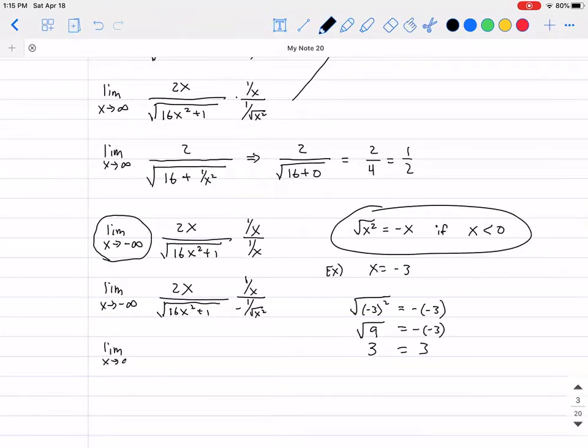So now when we apply everything in, you'll see that the algebra is still the same as what we have above. We will have 2 divided by, but the one thing that's different is that now there's an extra negative right here, and then it's the square root of 16 plus 1 over x squared. So now applying the limit, we get 2 divided by negative square root of 16 plus 0. That gives us 2 divided by negative 4. So the answer is equal to negative 1/2 then.